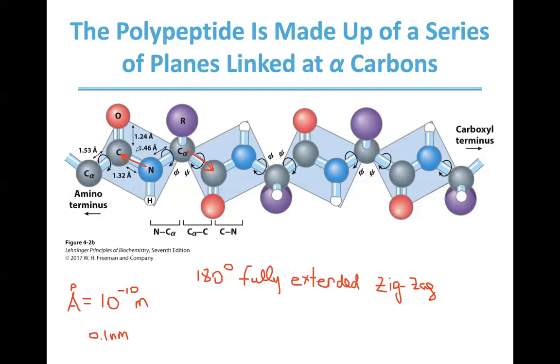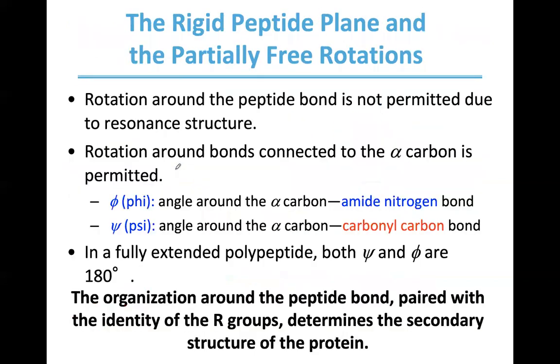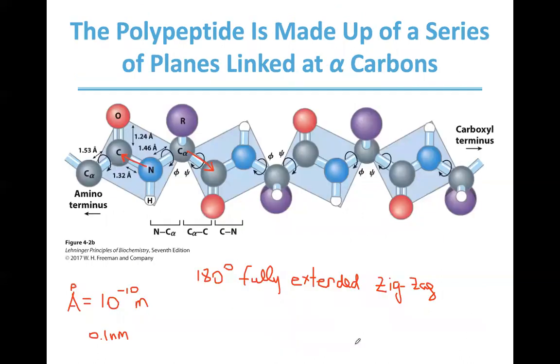So what else? Do you have any questions about this zigzag conformation and phi and psi? Let's go back. So phi is the angle around the alpha carbon and amide nitrogen. Psi is the angle around the alpha carbon and carbonyl carbon. In a fully extended polypeptide, both phi and psi are 180 degrees. And so the organization around the peptide bond, paired with the identity of the R groups, determines the secondary structure of the protein, right? So for the secondary structure, what we have to look for is phi and psi, depending on where they are, compared for the deviation. Now remember, if they're both 180, then we'll have a fully extended zigzag form. If they deviate from 180, then a different conformation is adopted by the polypeptide chain.